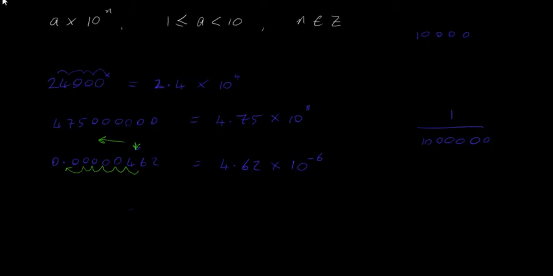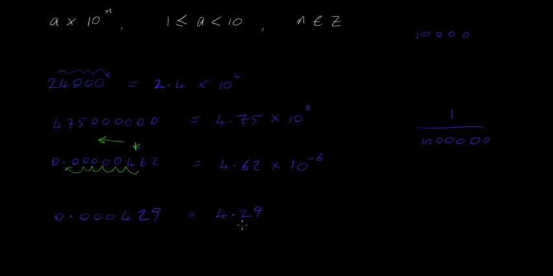Maybe we'll just do one more quick one just to emphasize it. Let's take 0.000429, so the decimal point is here. We'll change that into a number between 1 and 10 first of all. So move it along here until we end up with a number between 1 and 10. We see that we have to put the decimal point between the 4 and the 2, so we end up with 4.29 now.